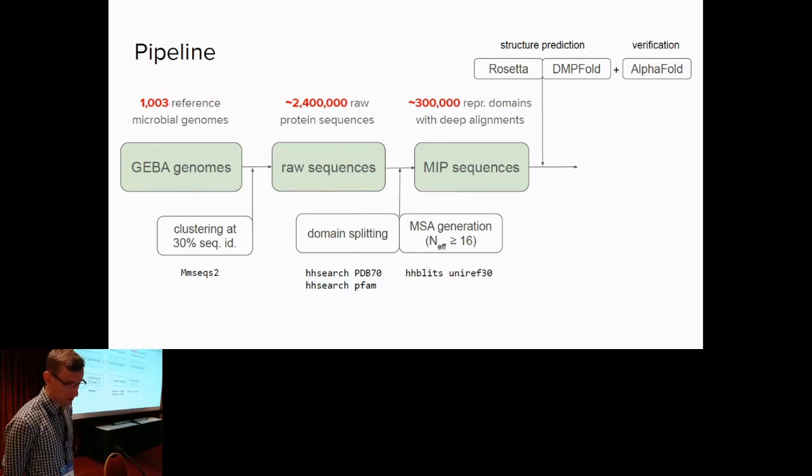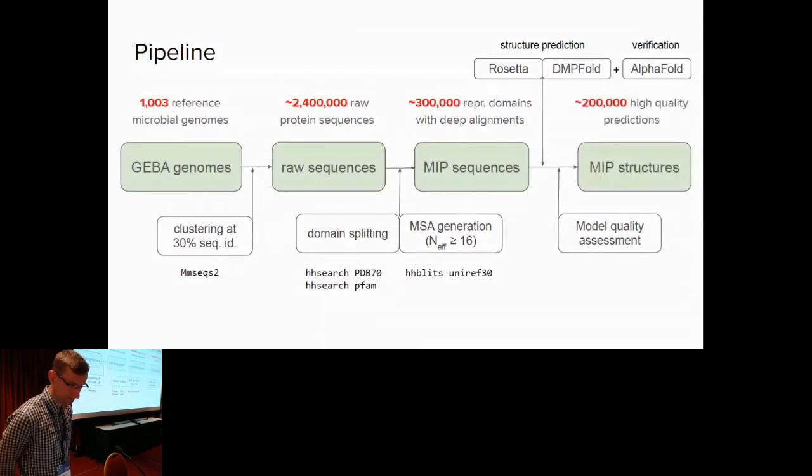For structure prediction, we used two completely different approaches, namely Rosetta and DMP-Fold. At that time, AlphaFold wasn't available, but once it appeared, we also used it to verify the most important part of our data set, namely the putative novel folds. Of course, we also imposed model quality assessment criteria. As a result, we got roughly 200,000 high quality predictions, which we call MIP structures or the MIP database.